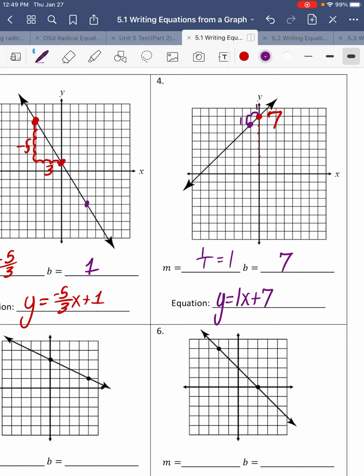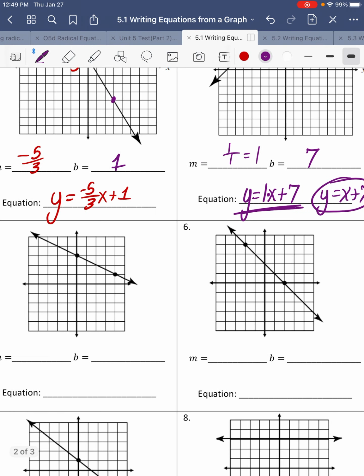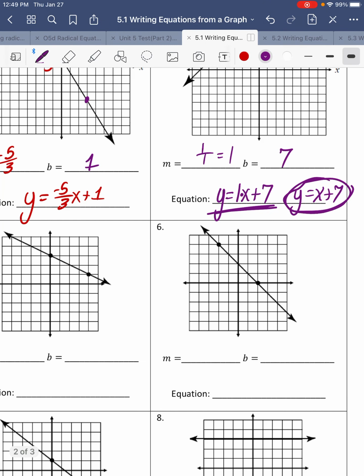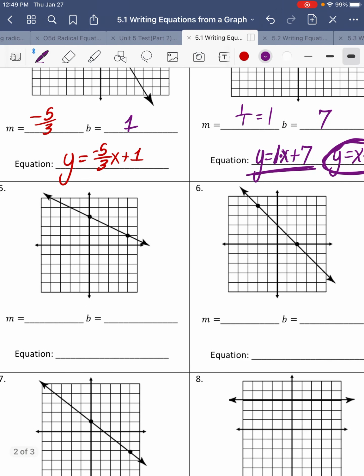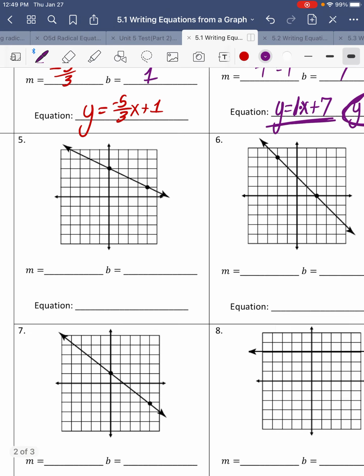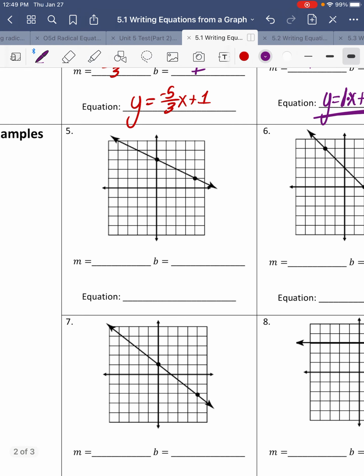That's not actually simplified. Our best answer is going to be 1 times x is just x. So it's going to be y equals x plus 7. That's our best answer. I will accept the first one for full credit, but our best answer, I know you can do it. Simplify 1 times x. Just like you wouldn't leave 1 times 3; 1 times 3 is 3. 1 times x is x.